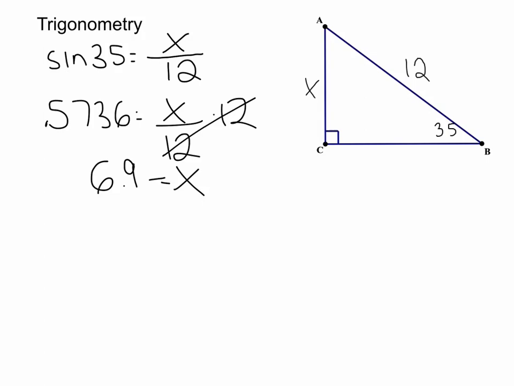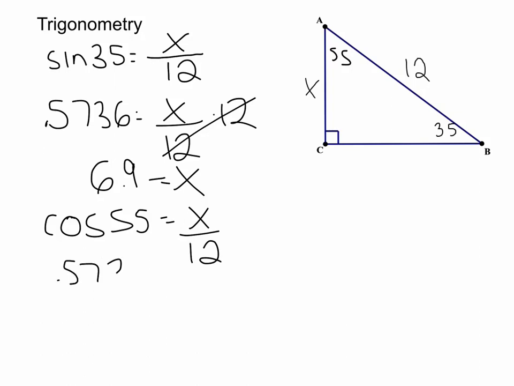Now we can also use cosine to find the value of x. We know that if we have 90 degrees here and 35 degrees here, angle A has to be 55 degrees. So now we could use adjacent and hypotenuse. So I can have cosine of 55 degrees equals adjacent over hypotenuse. So the cosine of 55 degrees is 0.5736, the same as the sine of 35 degrees, its complement.